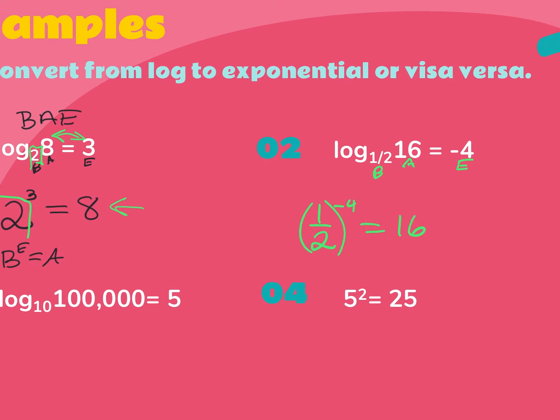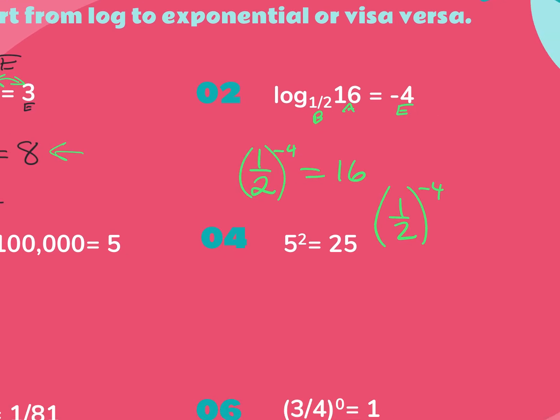Remember, whenever you see a negative exponent, think reciprocal. So I could evaluate 1/2 to the -4 power, turn this into its reciprocal, and now raise it to the 4th power. And 2 times 2 is 4, times 2 is 8, times 2 is 16. So the equation that I just wrote checks out. I did place the numbers appropriately.